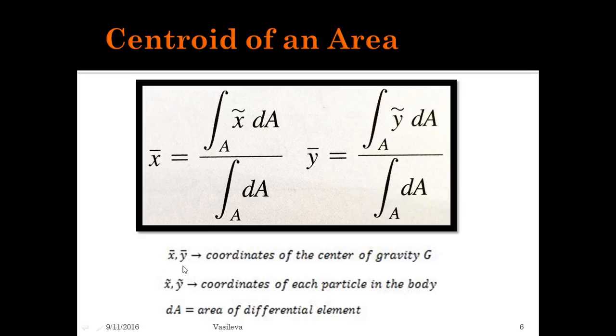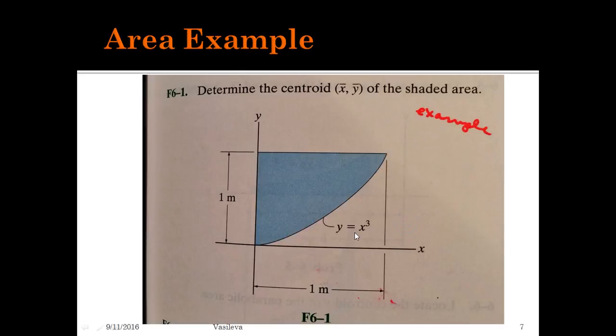And once again, this is important. We need to remember that x bar and y bar are the coordinates of the center of gravity of the entire body, whereas x squiggle and y squiggle are the coordinates of the center of gravity of the differential element. And dA is the area of the differential element. So you'll see, we're going to do an example.